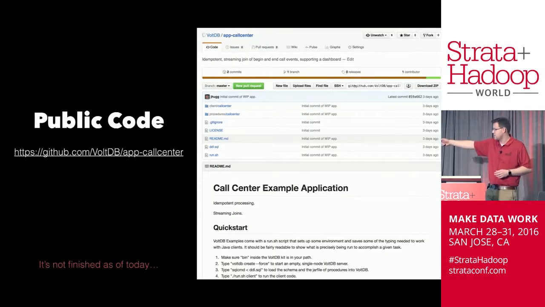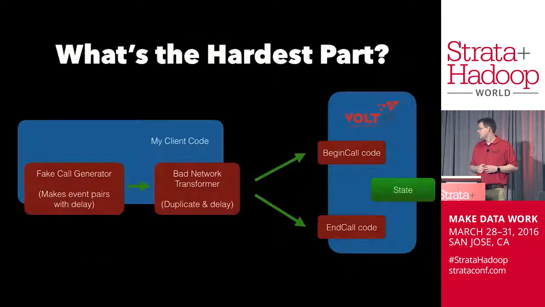I'm working on this example now. This is something that I got a little delayed on, but right now this is all public code, and I hope to have this in a future, in the short-term version of VoltDB as an example app, but it's here on GitHub if you want to browse some of this code. I'm going to be working on it over the next week or so too.